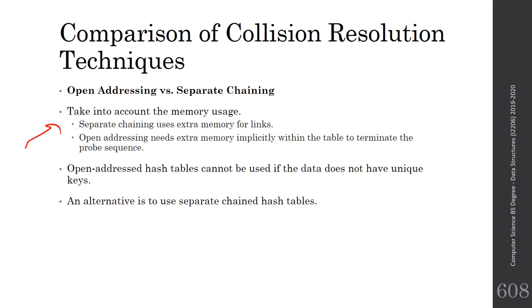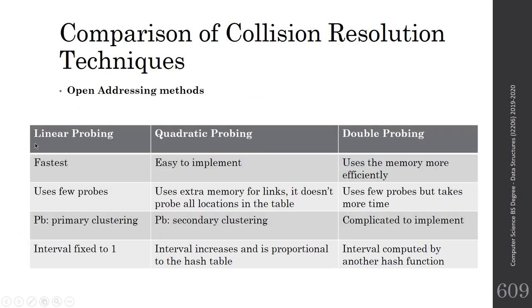We know that open addressing cannot be used if the data does not have unique keys. For example, if some elements have the same keys, we can use a separate chaining table. For the open addressing methods, it's between linear, double, and quadratic probing. In linear probing, it's very fast: I just need to add 1 and check. The quadratic is easy to implement, and double hashing uses the memory more efficiently.